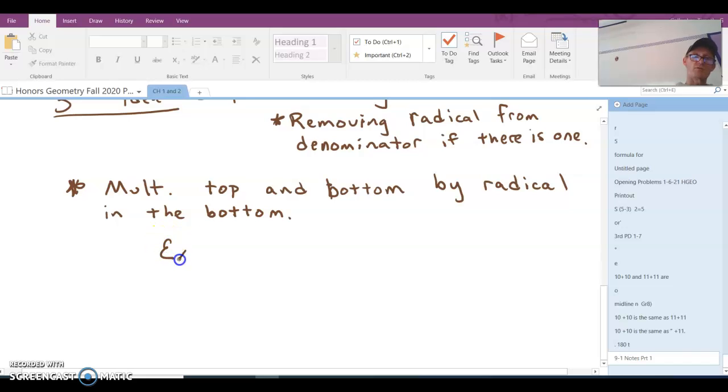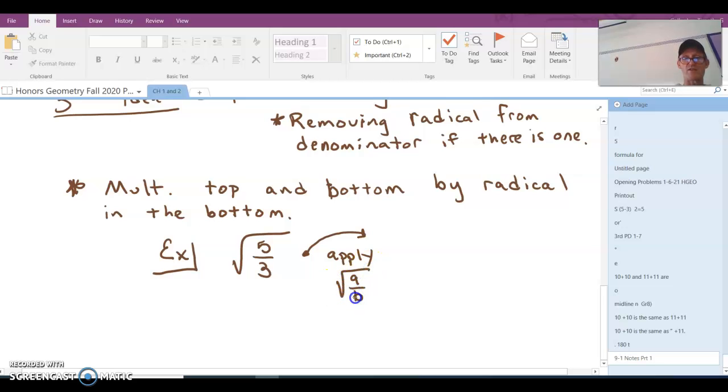For example, if I write the square root of 5 over 3, first you're going to apply the rule that the square root of a over b is equal to the square root of a over the square root of b. You're going to split it. So you write the square root of 5 over 3 as the square root of 5 divided by the square root of 3.